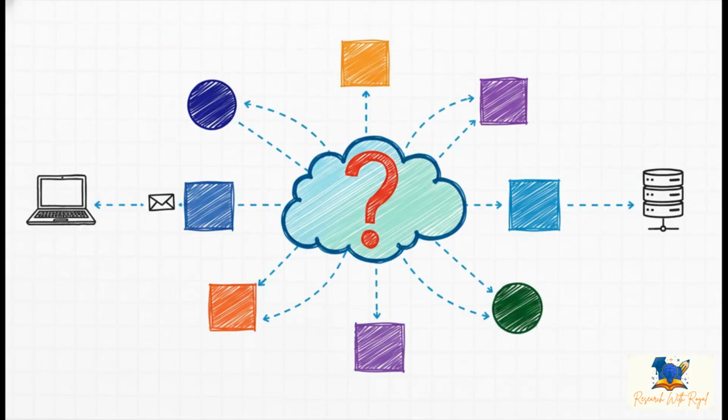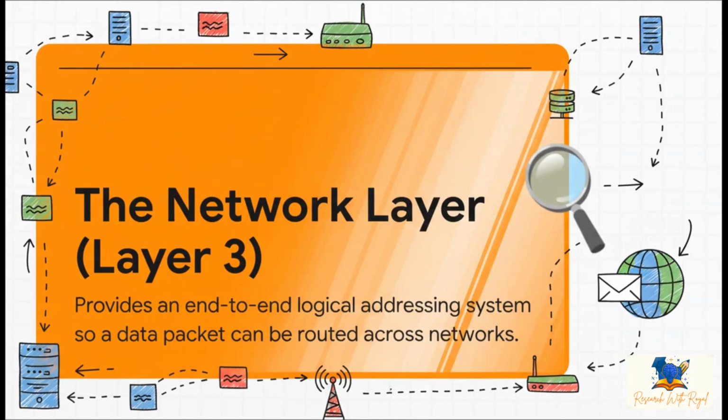So here's the first big thing to understand. The internet isn't one giant single network. It's actually an internetwork. Basically, millions of completely separate networks all connected together. So the real challenge is, how does your email reliably find its way across all those different networks to a single device among billions? Well, the answer is something called the network layer, or layer 3 if you want to get technical. And honestly, the best way to think about it is as the internet's own global postal service.